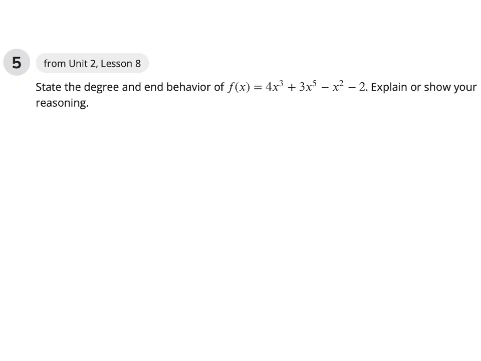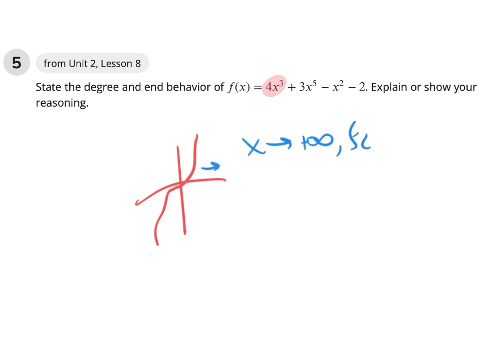Number 5, state the degree and end behavior. First thing we do is find the degree. Positive x cubed looks like it starts low, ends high. As x goes to positive infinity, f of x goes to positive infinity. All right. As x goes to negative infinity, f of x goes to negative infinity.